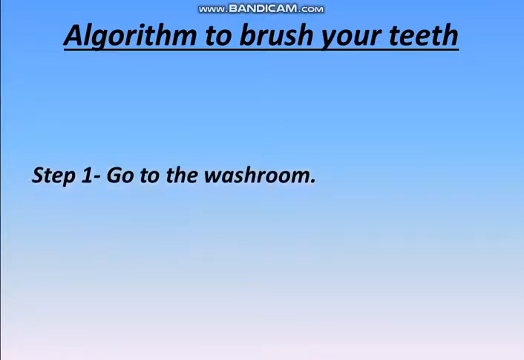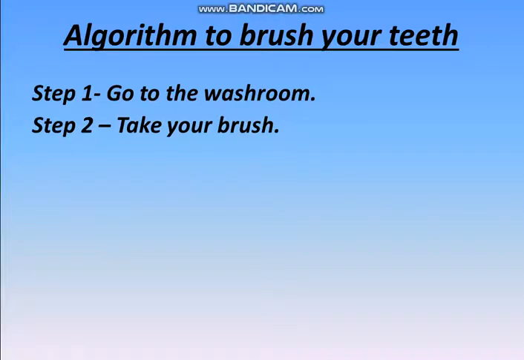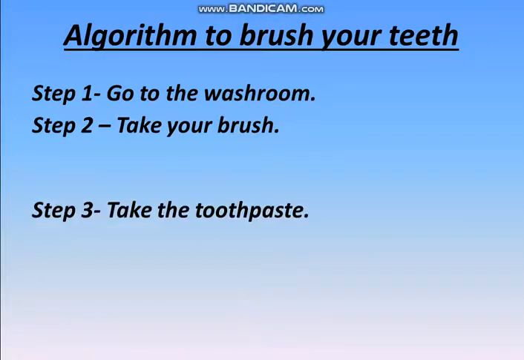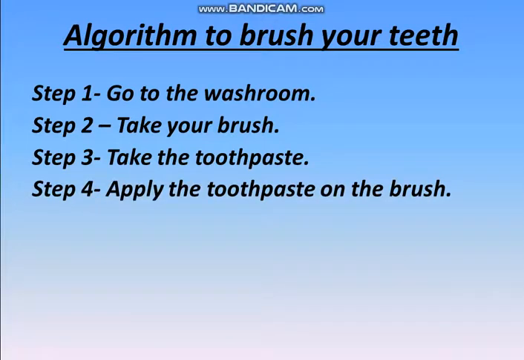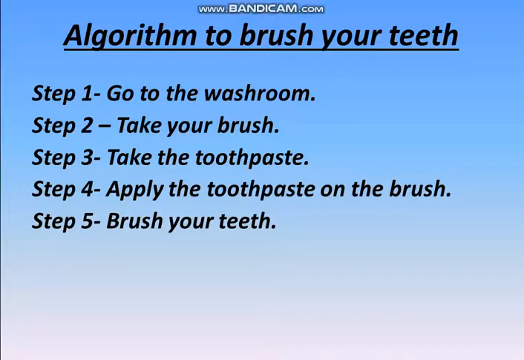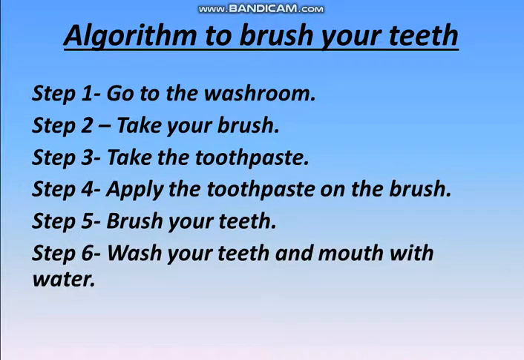Another example is the algorithm to brush your teeth. What are the steps you need to follow when you brush your teeth? First, we will go to the washroom. Step number 2, take your brush. Step 3, take the toothpaste. Step 4, apply the toothpaste on the brush. Step 5, brush your teeth. Step 6, wash your teeth and mouth with water. Step 7, wipe your face.